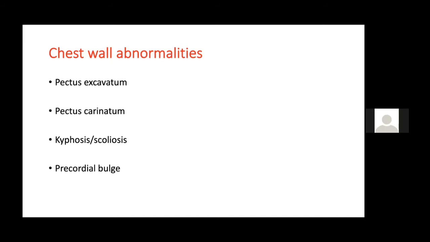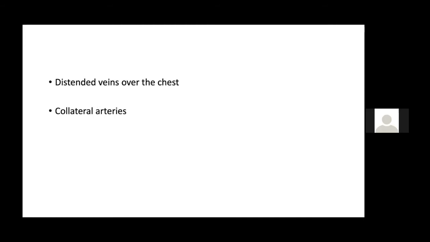So precordial bulge is an important finding which is seen in many of the congenital conditions because the chamber has enlarged before the fusion of the costochondral junctions. Then we can find the distended veins over the chest.